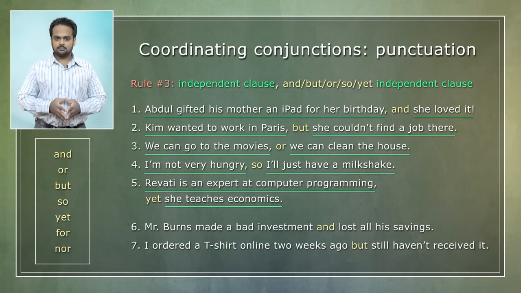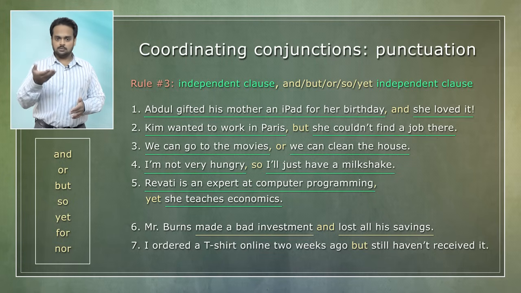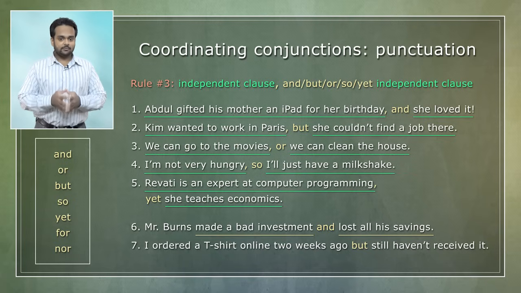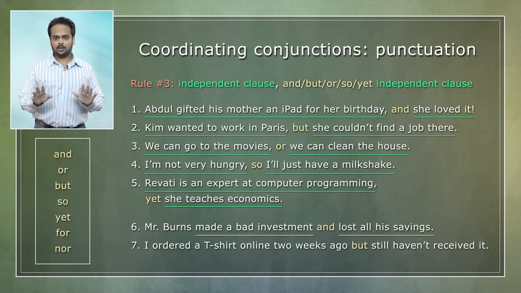In number 6, Mr. Burns is the subject, followed by 2 verb phrases. Made a bad investment is 1 verb phrase. Lost all his savings is another verb phrase. Remember the rule, if a conjunction only connects 2 words or phrases, no comma.